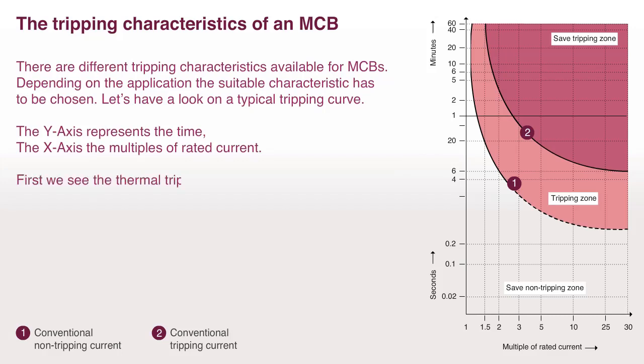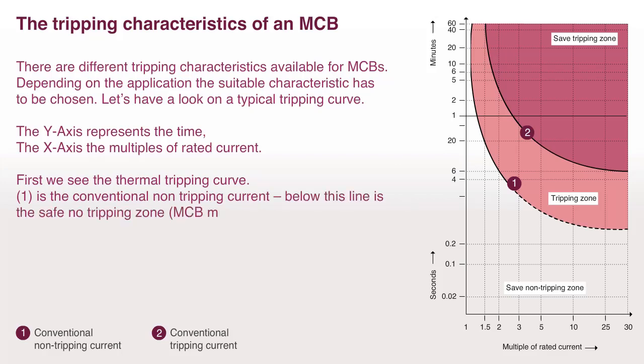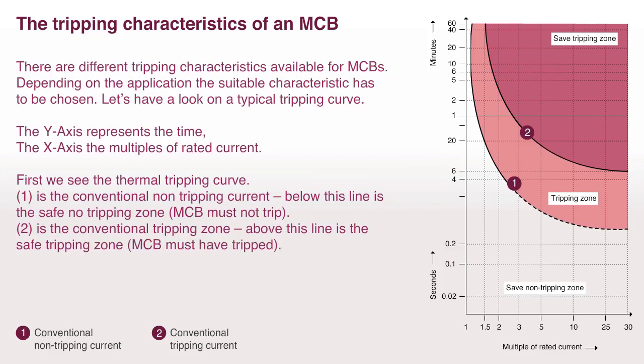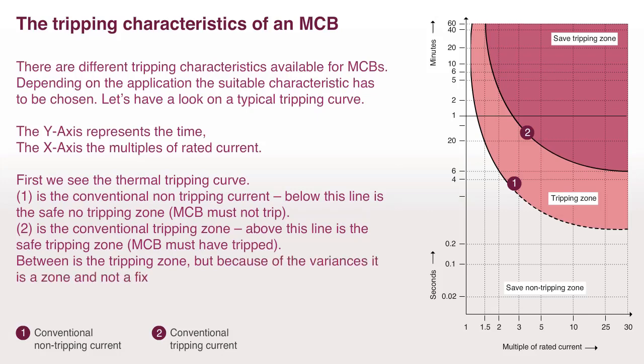First we see the thermal tripping curve. 1 is the conventional non-tripping current. Below this line is the safe no tripping zone. The MCB must not trip. 2 is the conventional tripping zone. Above this line is the safe tripping zone. The MCB must have tripped. Between is the tripping zone, but because of the variances it is a zone and not a fixed value.